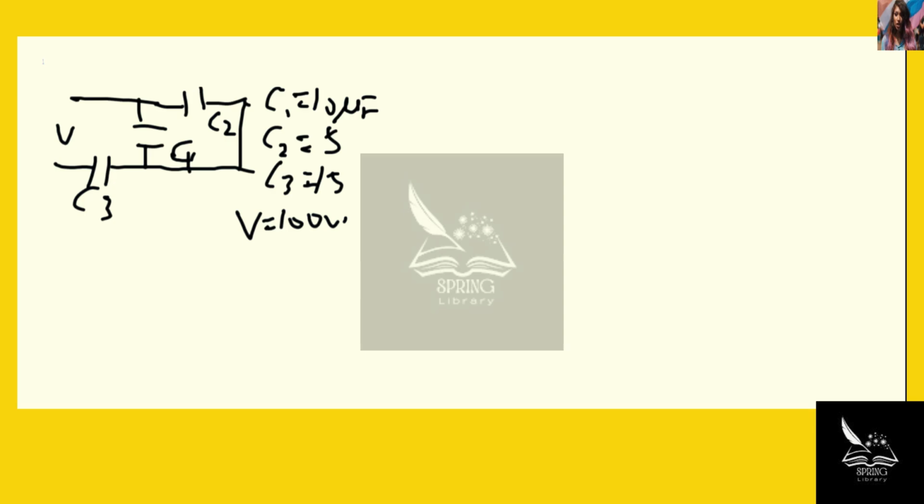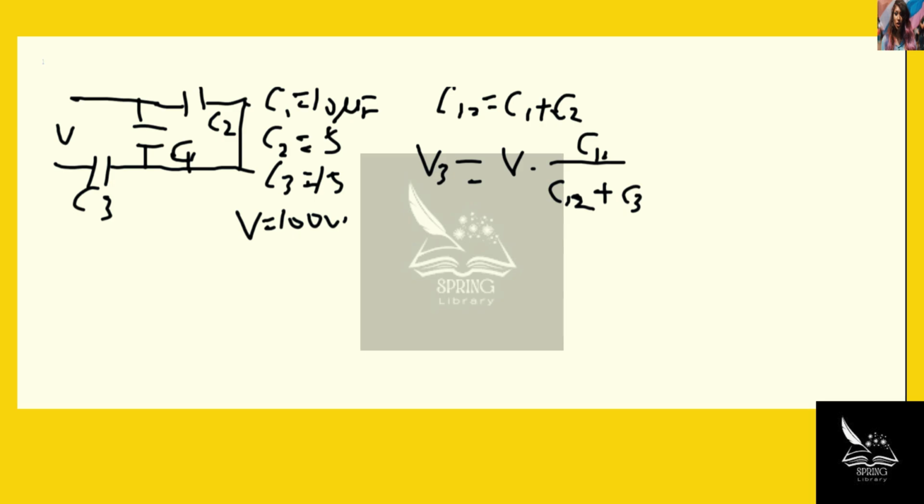So basically, we need to find out the voltage across C1, C2, C3, and the charge stored on them, and also the energy stored in them. To figure this out, we can analyze C1 and C2 firstly, because we can see that these two are connected in parallel. So C12 will be equal to C1 plus C2, right? And then we can find out the voltage distributed on C3. Basically, V3 will be equal to V times C12 over C12 plus C3, where the numerator is C12.